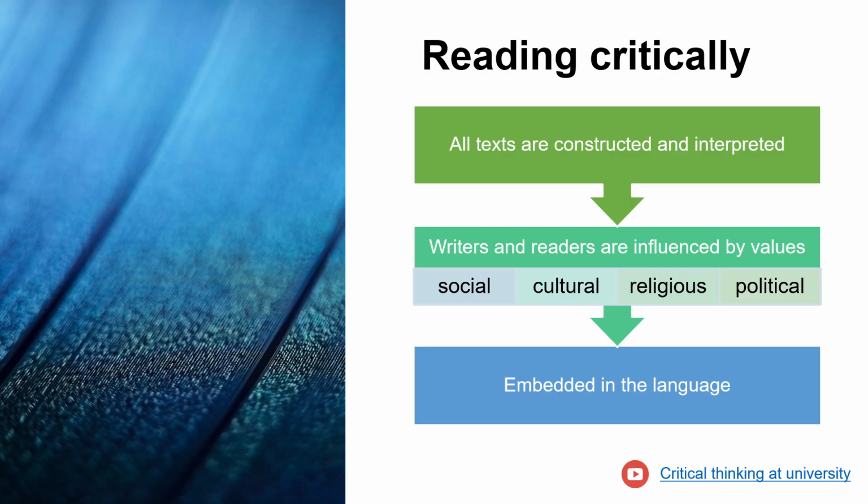Because all texts are constructed and interpreted by the person who wrote it and by the person who is reading it. So if I write my article, I'm writing my article based on my academic knowledge, of course, but also on my social, cultural, religious, political, etc. views. Right? And this shapes the type of arguments that I am making, which is embedded in my language.